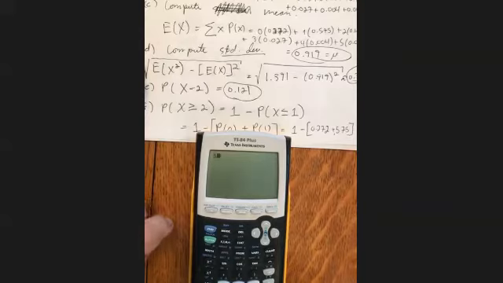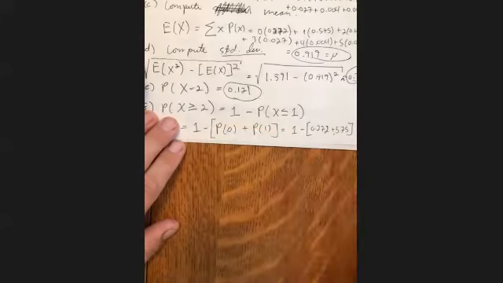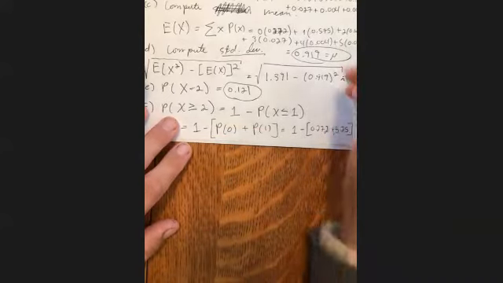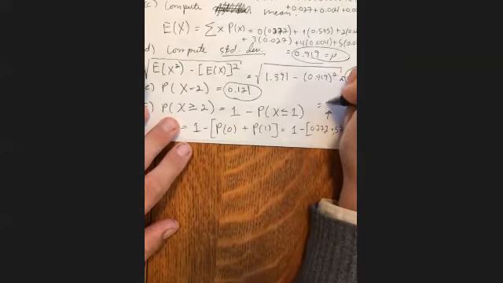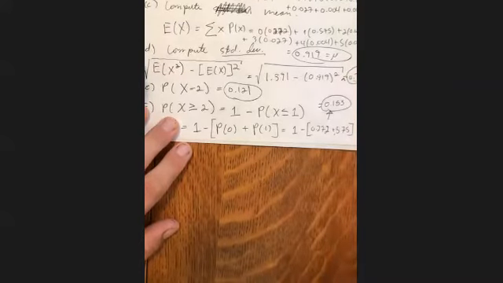Put it in the calculator. 1 minus parentheses 0.272 plus 0.575 gives us a remainder of 0.153. I've got a lot less space here, so this is equal to 0.153.